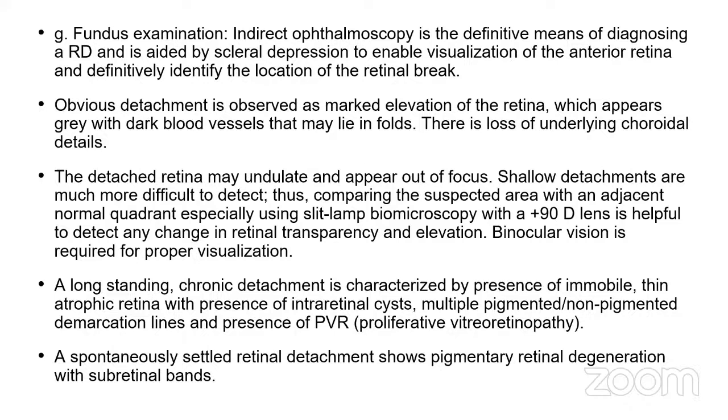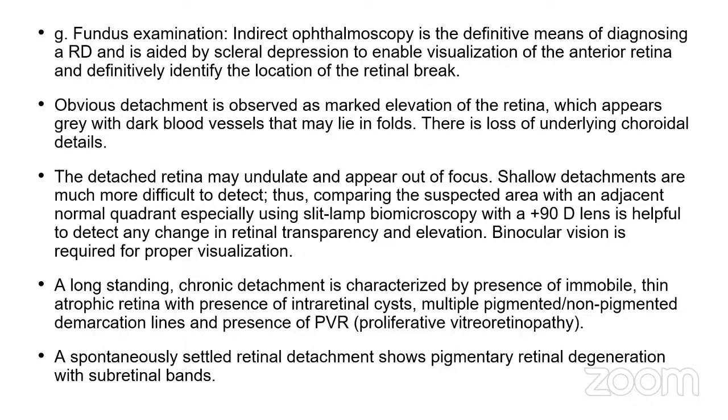Now coming to fundus examination, indirect ophthalmoscopy is the definitive means of diagnosing an RD, and it is aided by scleral depression to visualize the anterior retina and definitively identify the location of the retinal break. So obvious detachment is observed as marked elevation of the retina, which appears gray with dark blood vessels that may lie in folds, and there is loss of underlying choroidal details. The detached retina may undulate and appear out of focus. Shallow detachments are much more difficult to detect.